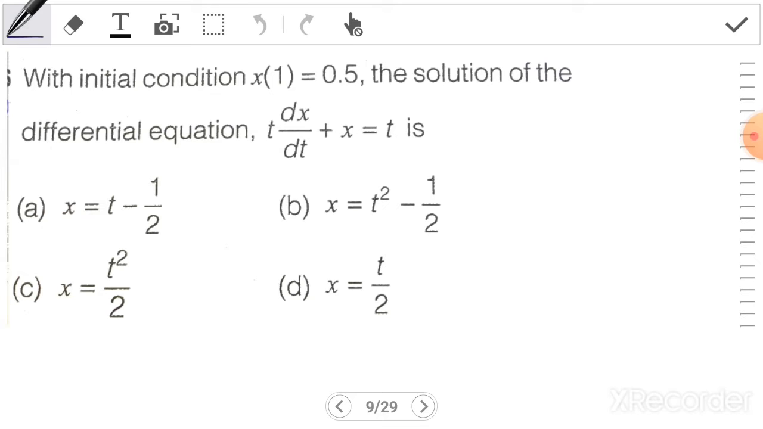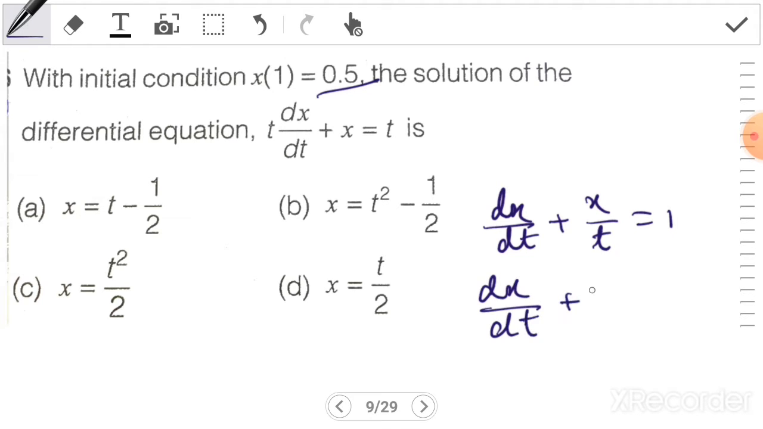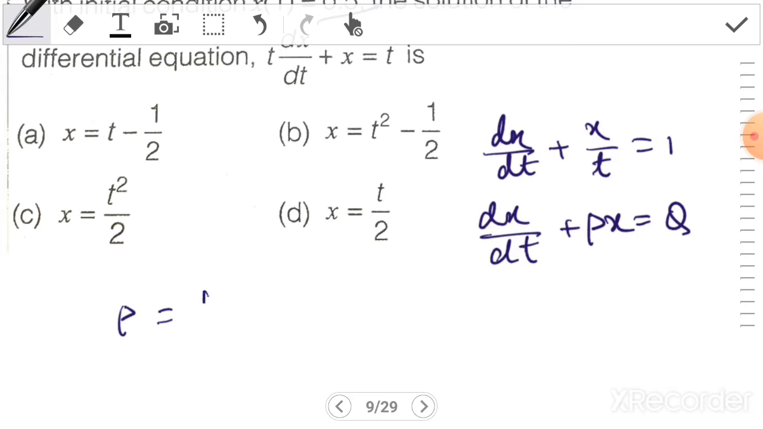Now, with initial condition x at 1 equal to 0.5, find the solution of the differential equation t dx by dt plus x is equal to t. Dividing by t on both sides, we have dx by dt plus x by t is equal to 1, which is a linear differential equation. Comparing this with dx by dt plus p times x is equal to q, p is equal to 1 by t and q is equal to 1.